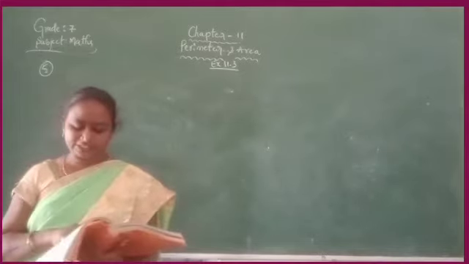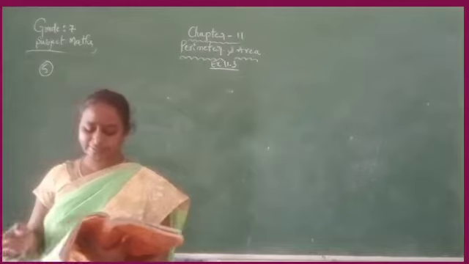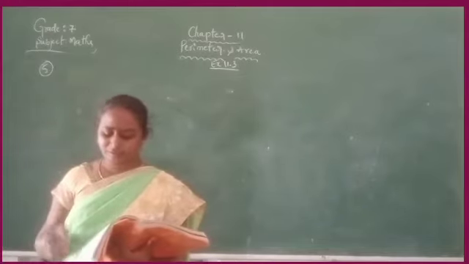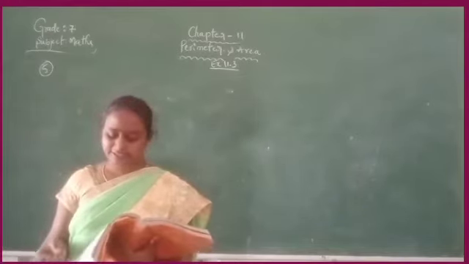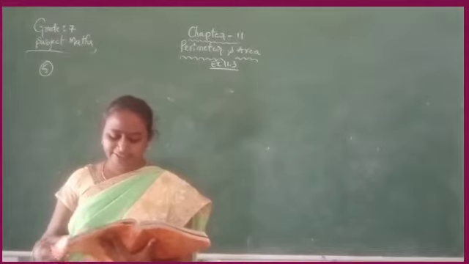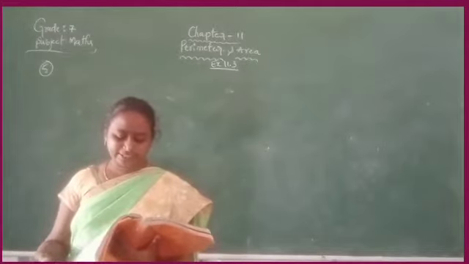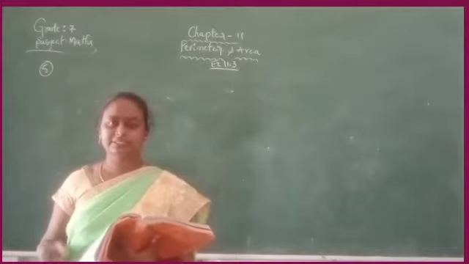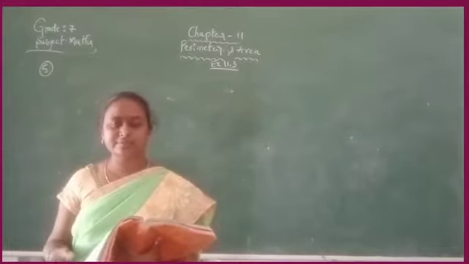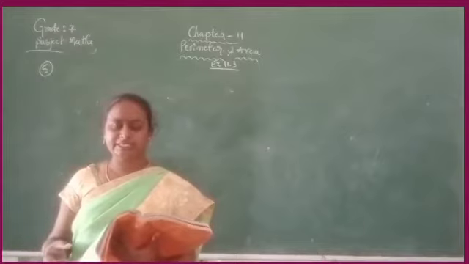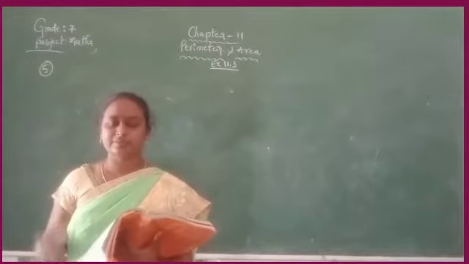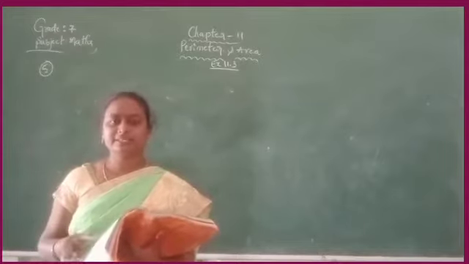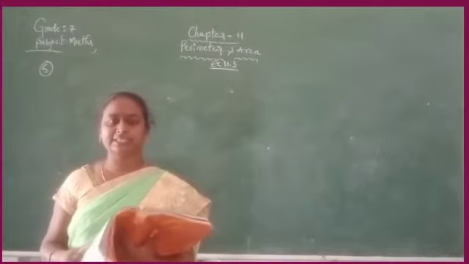From a circular sheet of radius 4 centimeter, a circle of radius 3 centimeter is removed. Find the area of the remaining sheet. Area of the remaining sheet. So which circle is removed? 3 centimeter radius of circle is removed from radius of 4 centimeter circle.